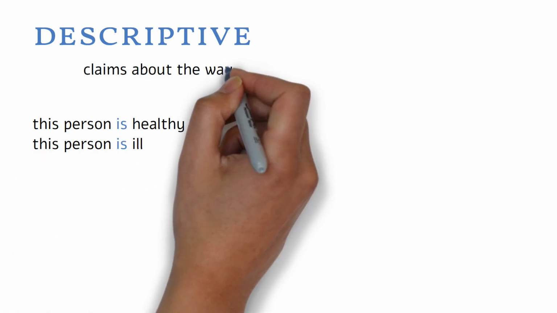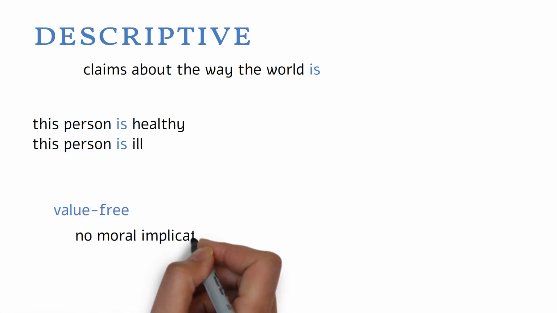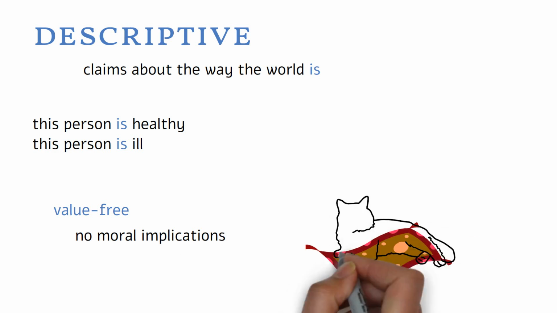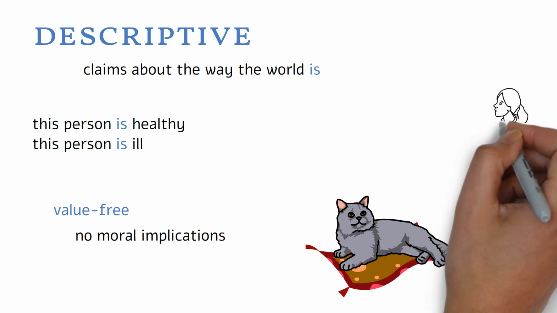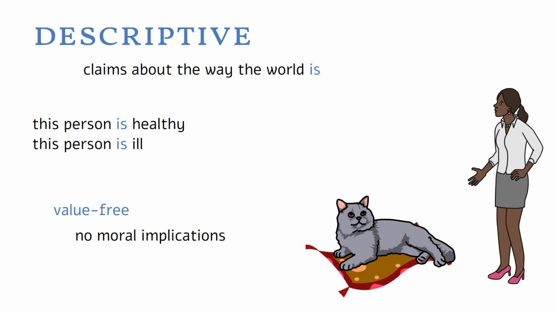making claims about the way the world is. We're looking for something value-free, meaning that any rational person would look at the subject and, seeing the same data, would come to the same conclusion without any further implications than what they see. When Nasreen looks at this cat and says, there is a cat on the mat, she's simply observing the state of things, that this is a cat, and that the cat is indeed on the mat.